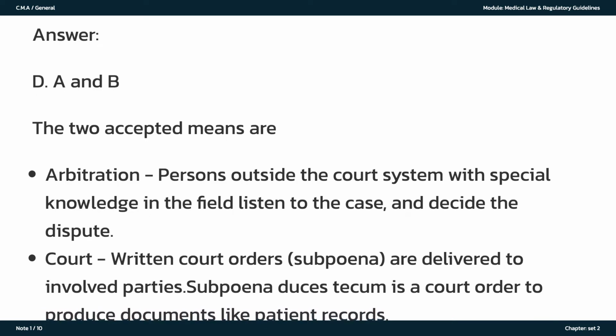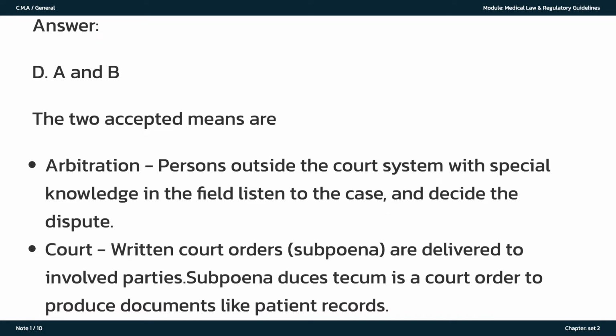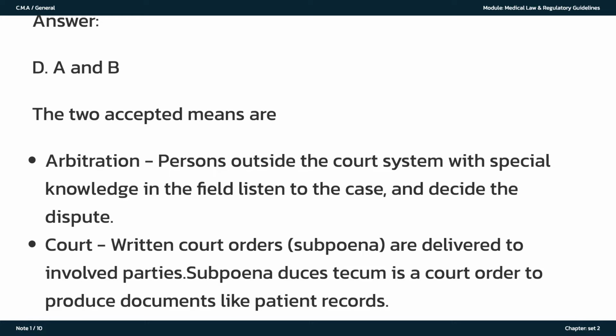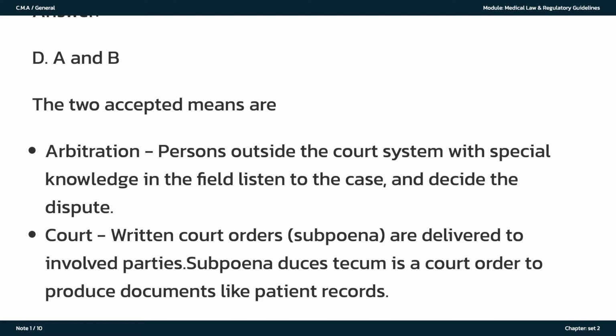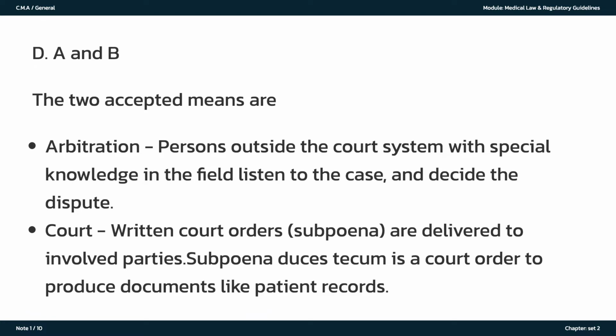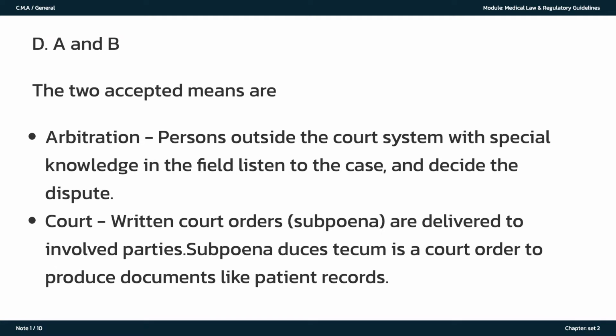The 2 accepted means are A. Arbitration. Persons outside the court system with special knowledge in the field listen to the case and decide the dispute. B. Court. Written court orders, subpoenas, are delivered to involved parties. Subpoena duces tecum is a court order to produce documents like patient records.